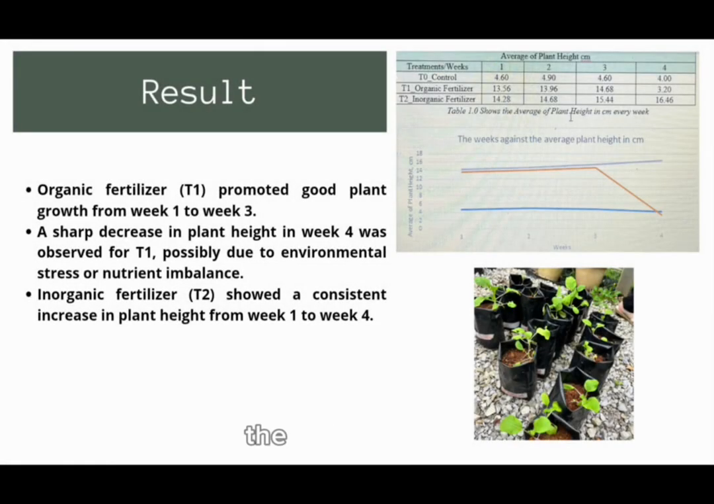Table 1 shows that for the control group, T0, the plant height increased slightly from week 1 to week 2, but then gradually decreased by week 4. This shows limited growth without fertilizer.